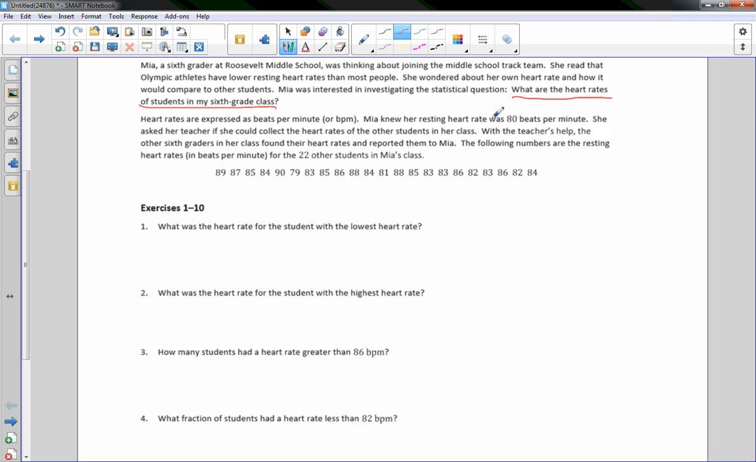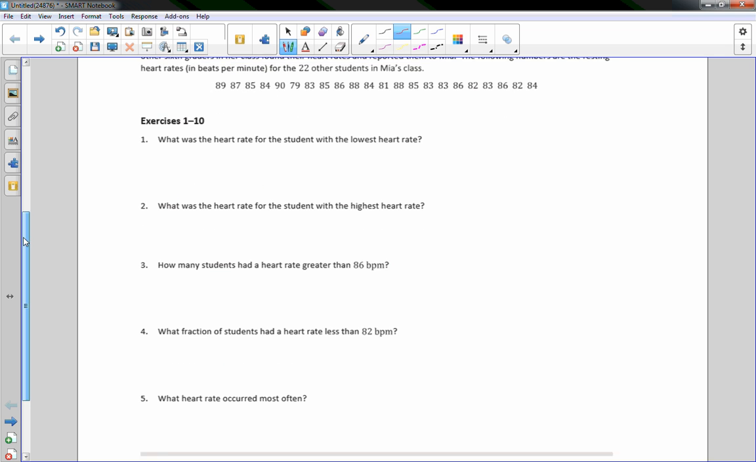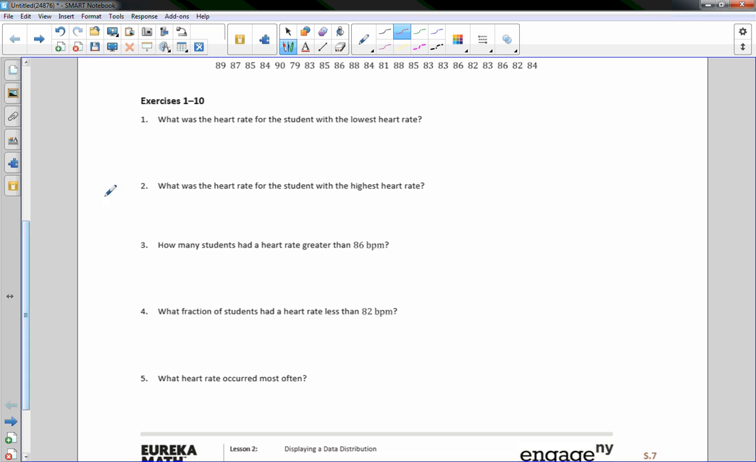She asked her teacher if she could collect the heart rates of the other students in her class. With the teacher's help, the other 6th graders in her class found their heart rates and reported them to Mia. The following numbers are resting heart rates in beats per minute for the 22 other students in Mia's class. And here they are, 89, 90, 79, and so forth, all the way out. They're all pretty similar. So exercise 1 through 10, there's a bunch of questions here, and we'll just move this to here so we see the data.